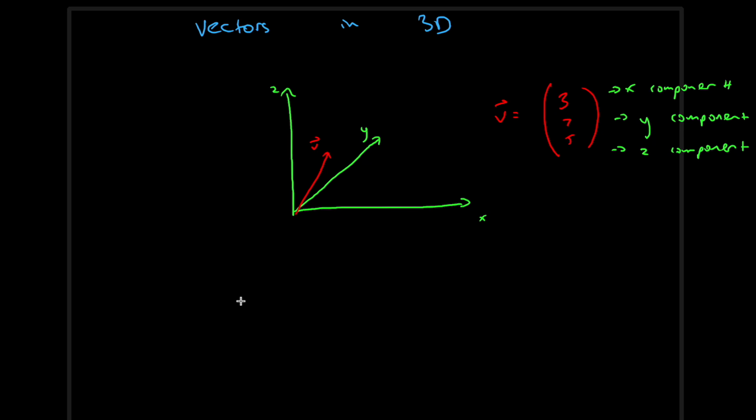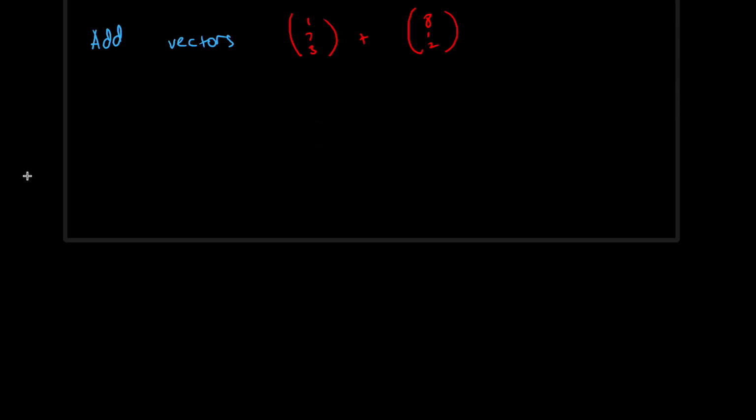So let's just jump right into it. This problem is asking us to add the vectors 1, 7, 3 and 8, 1, 2. This is the exact same as adding 2D vectors, so we just have 1 plus 8 is 9, 7 plus 1 is 8, and 3 plus 2 is 5.